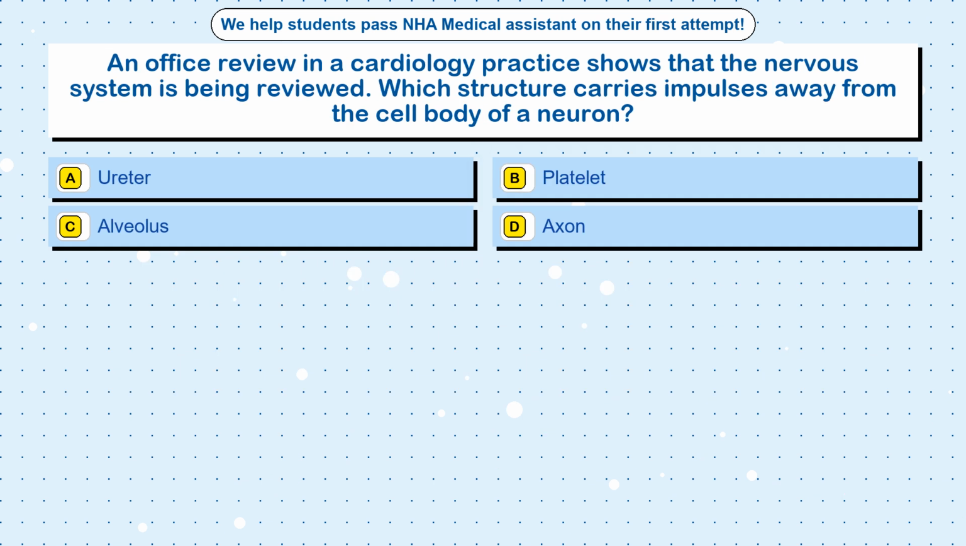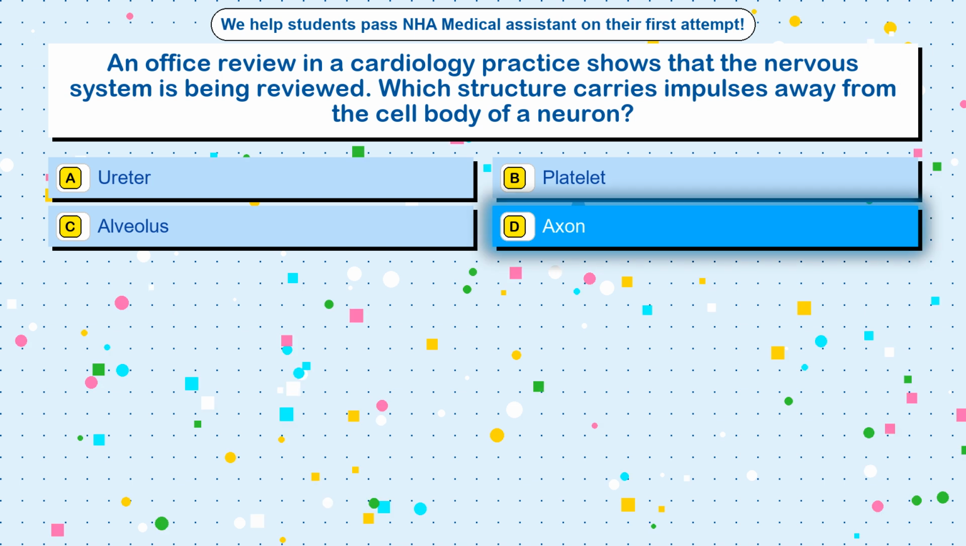Question 81. An office review in a cardiology practice shows that the nervous system is being reviewed. Which structure carries impulses away from the cell body of a neuron? Option A, ureter. Option B, platelet. Option C, alveolus. Option D, axon. The correct answer is option D, axon.